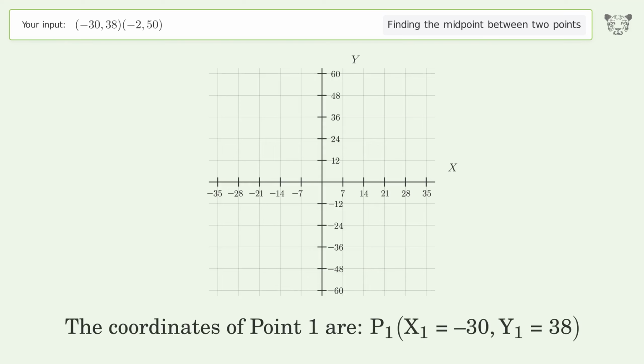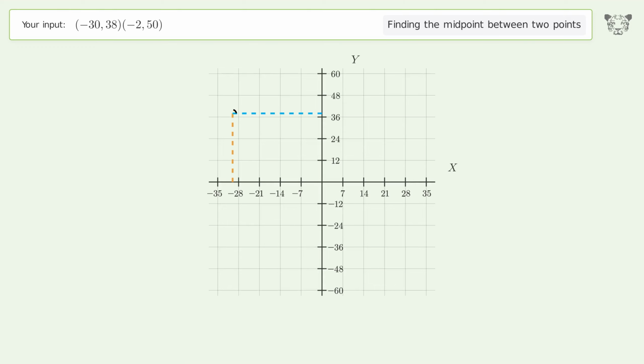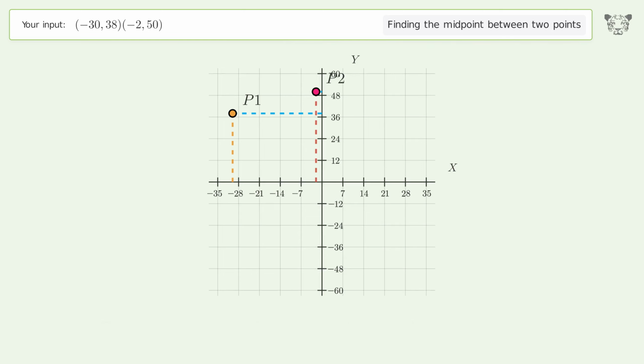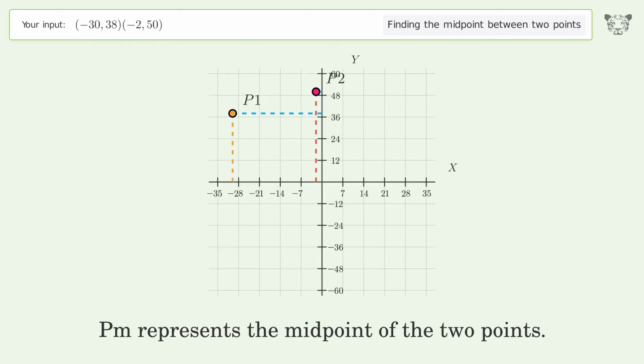The coordinates of point 1 are, x1 equals negative 30, y1 equals 38. The coordinates of point 2 are, x2 equals negative 2, y2 equals 50. PM represents the midpoint of the 2 points.